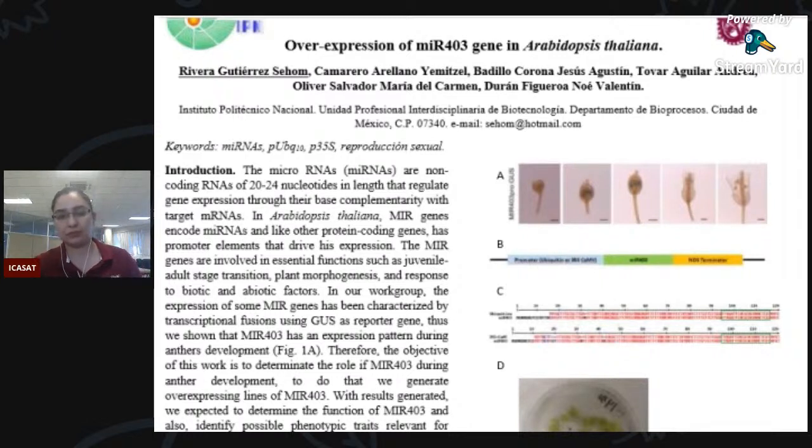As shown in figure 1a, we found that it is expressed in the anthers of Arabidopsis thaliana. Then, to determine the specific function of microRNA 403, we made two constructions using the pRI9 vector as base. The first construction is under the direction of the ubiquitin promoter, and the second under the direction of the 35S promoter of the cauliflower mosaic virus.